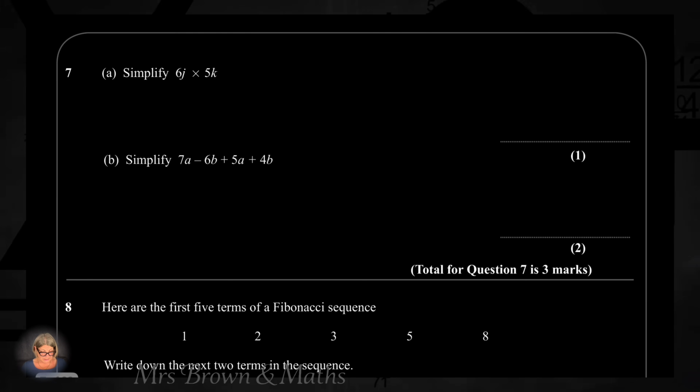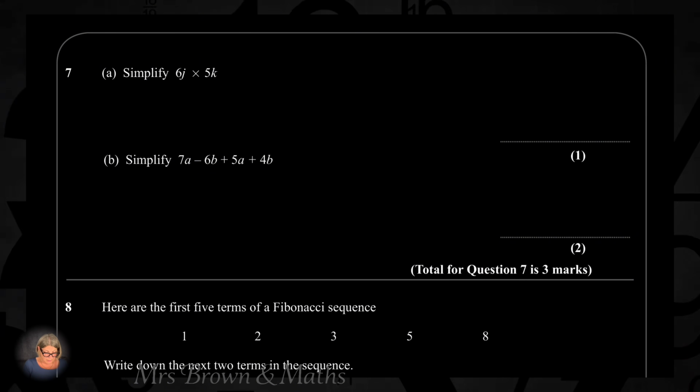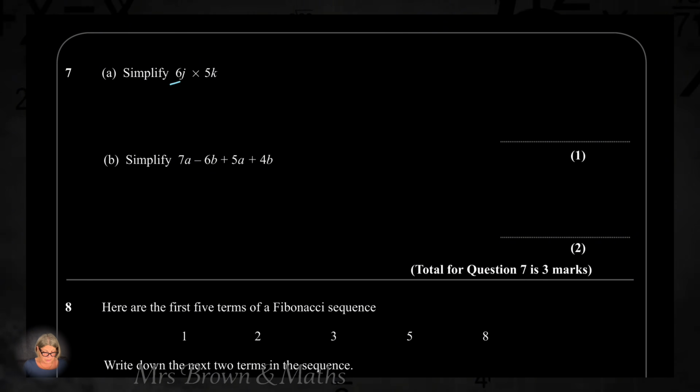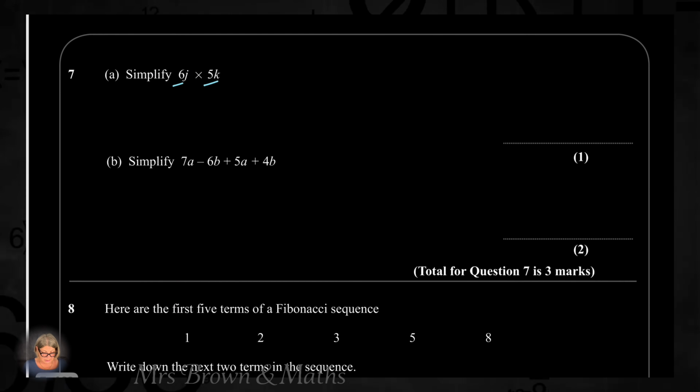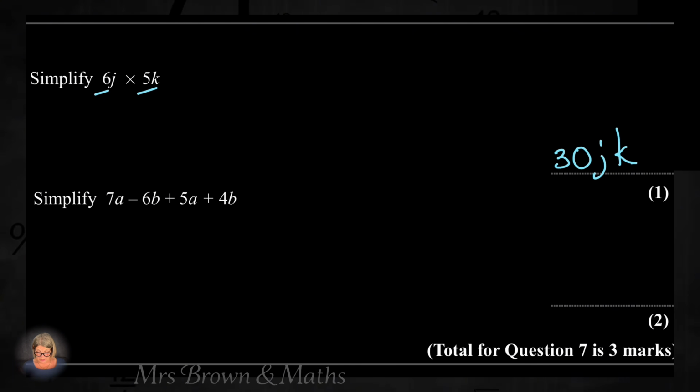Question 7. Simplify 6j and 5k. First of all, I multiply numbers. 6 times 5 will be 30. And then times j times k. Don't forget, when in algebra, we don't write multiplication signs. You'll lose your mark.